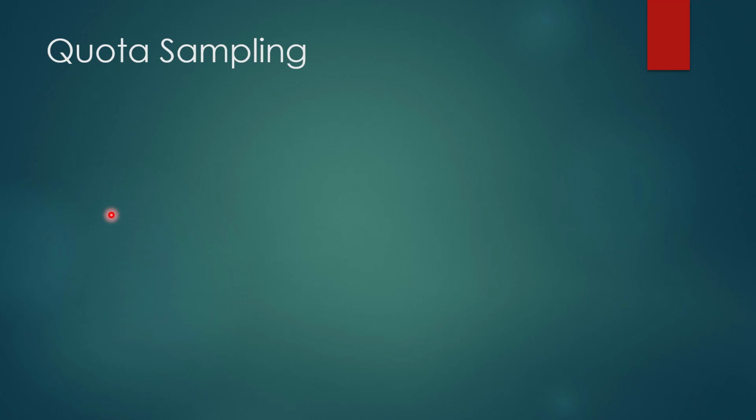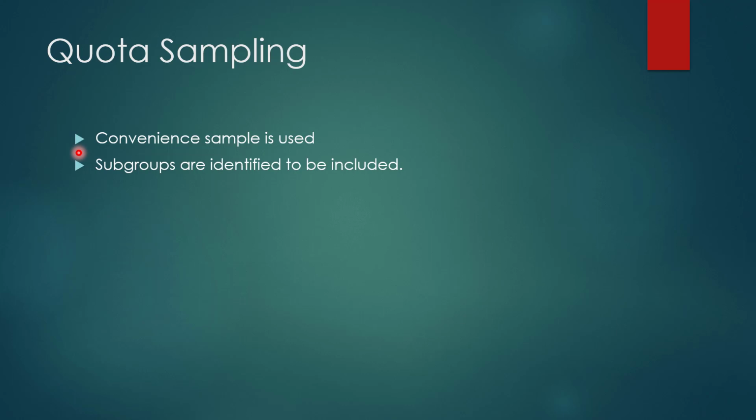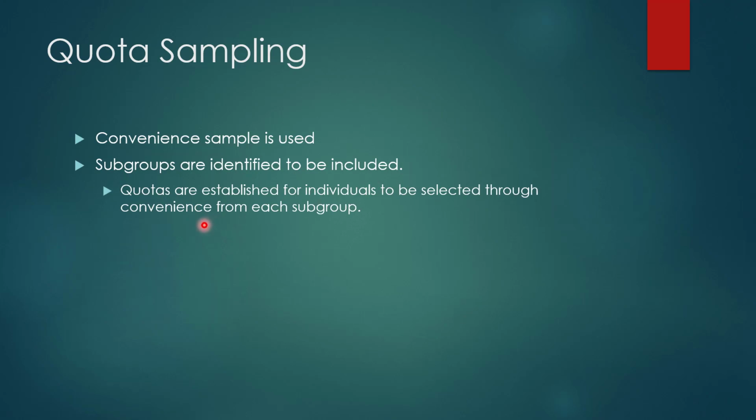There's also something called quota sampling. So this is when you're using a convenience sample, but you have subgroups that are identified to be included. So you establish that if you want to keep maybe ethnicity balanced, the percentage, you only take a certain number. If you're going to have 30 in your sample, you only take a certain number of each ethnicity to make sure you have that balance.